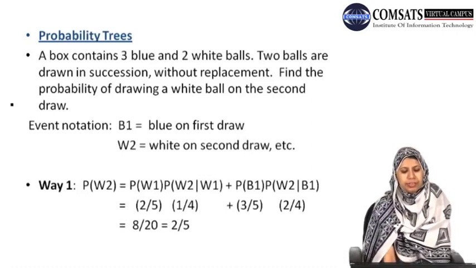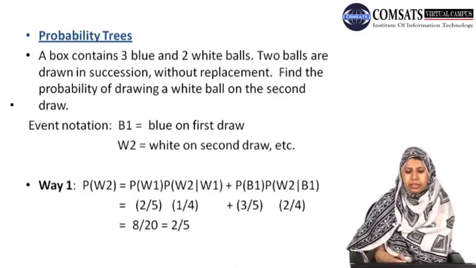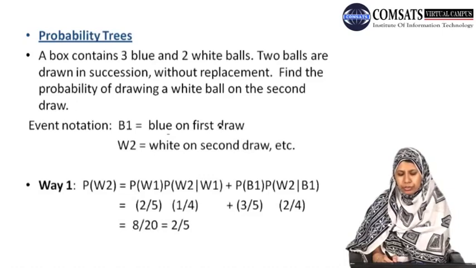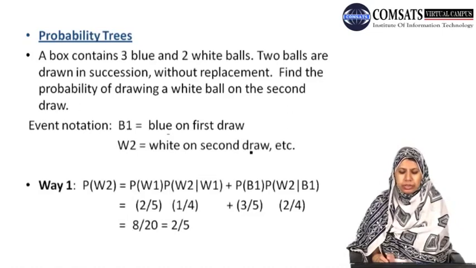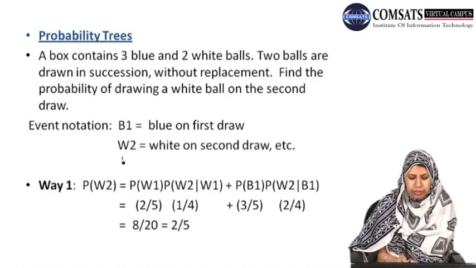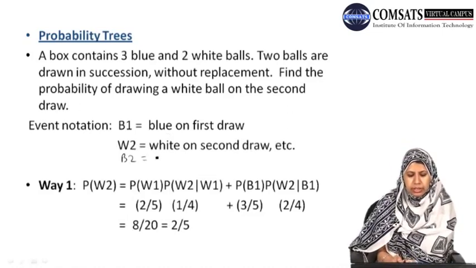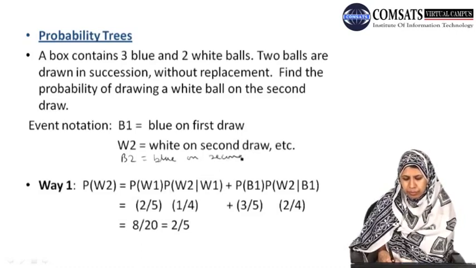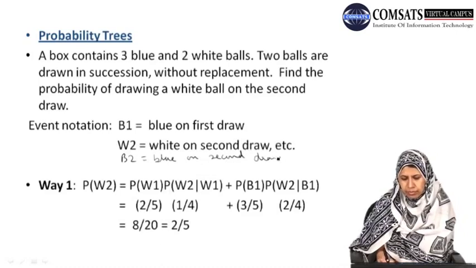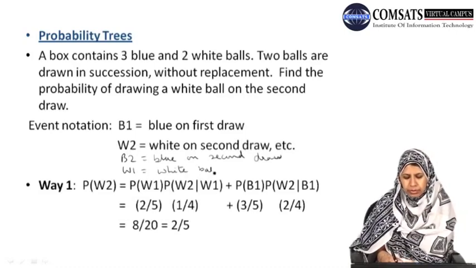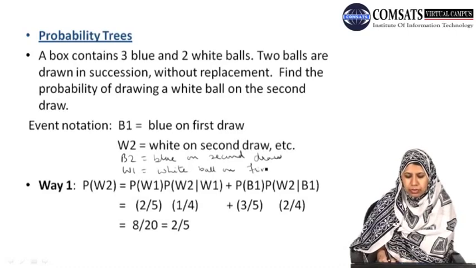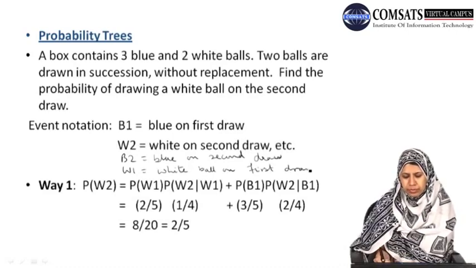Okay, first we define our events. Our event B1 is drawing a blue ball on the first draw. Our event W2 is drawing the white ball on the second draw. Similarly, we can define our event B2, that is the blue ball on the second draw, and W1 is the white ball on the first draw.